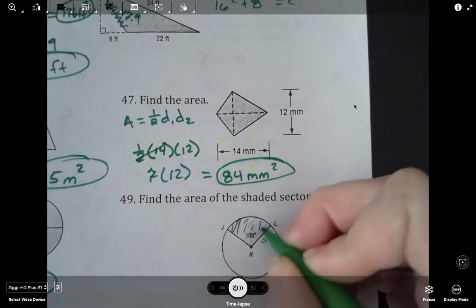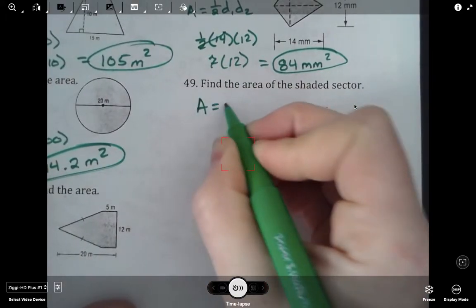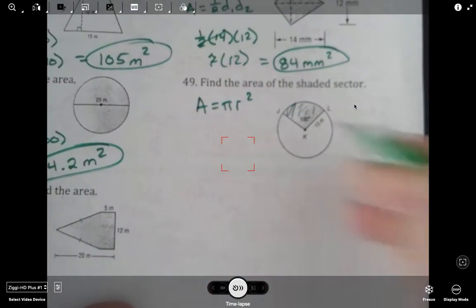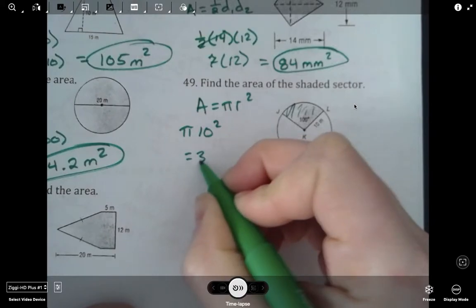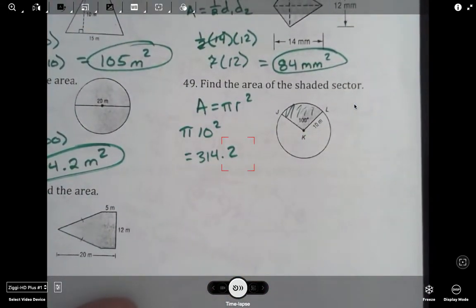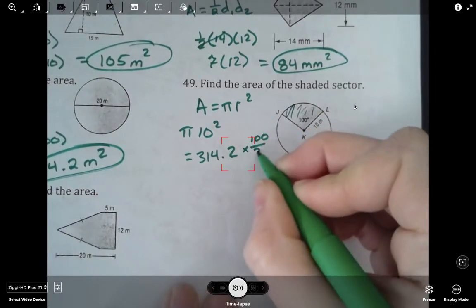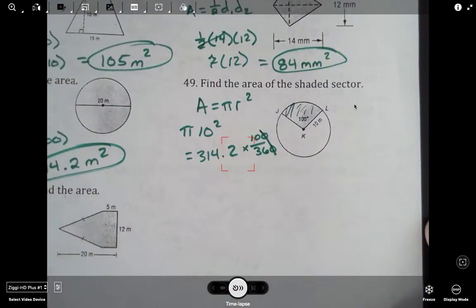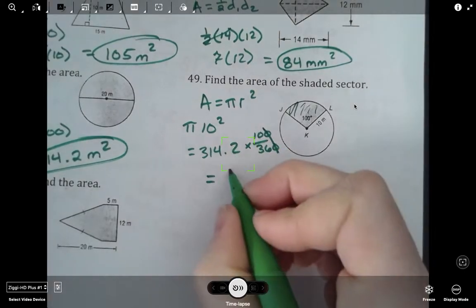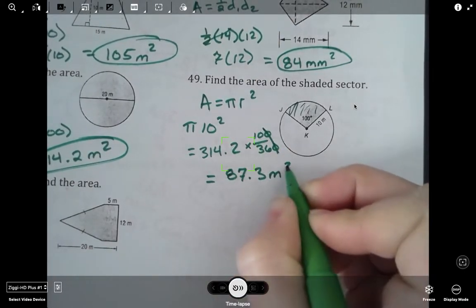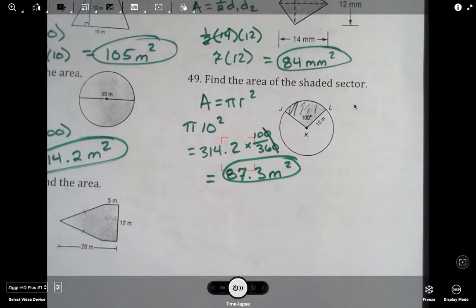This one is the same thing, except they're not asking for the crust of the pie. They're asking for the entire shaded in region of that, right? So this has to do with area. Area is pi r squared, and the radius is 10, right? 10 squared times pi. We just did that. 314.2, right? But we only want this little section of it. So what are you going to do? Times 100 over 360. Okay, you can bump off a 0 if you want. So it's just times 10 over 36. Really, that will reduce, but whatever. 87.3 meters squared. These are all areas.